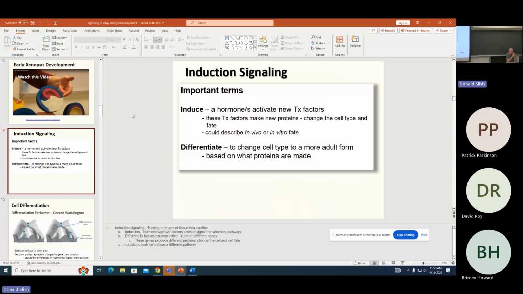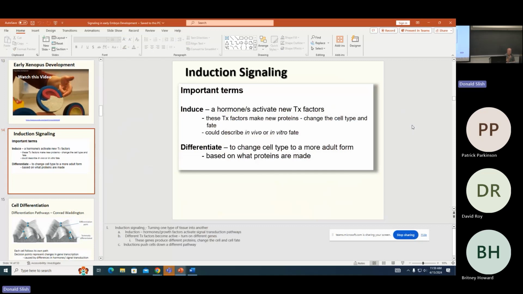This is really important. This is exactly what I want to talk about embryo development for, because this is where the cell biology comes into play. So when we say we're inducing something, what's happening is a hormone or hormones are activating new transcription factors to be turned on. Remember, every cell's got the same genes. The type of cell you have depends on what genes are being turned on. So here we're activating new transcription factors. These transcription factors are then going to make new proteins, and the cell type is changed. And also the fate of the cell, like what is it eventually going to become?